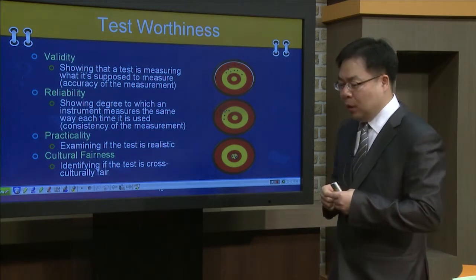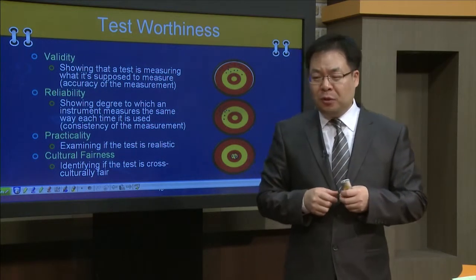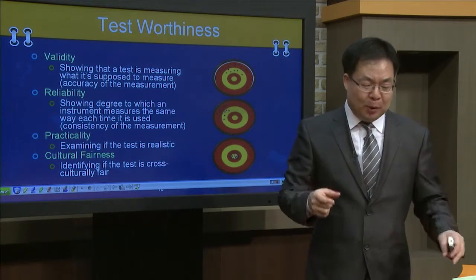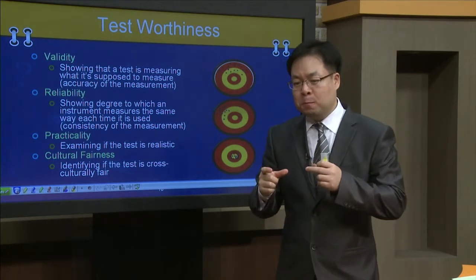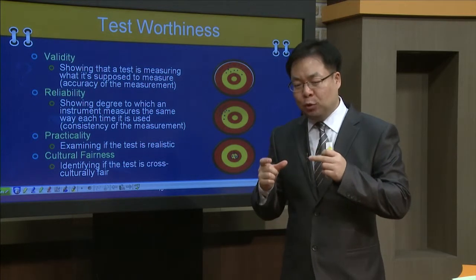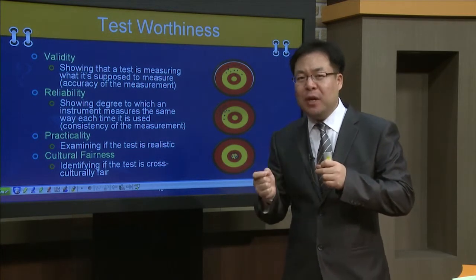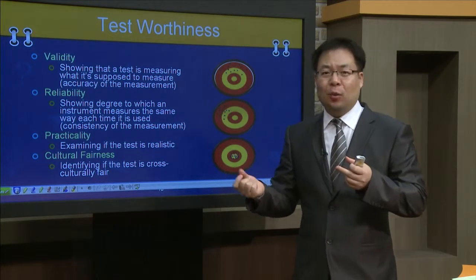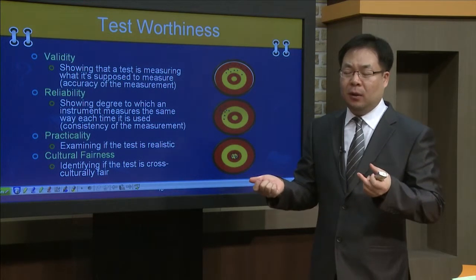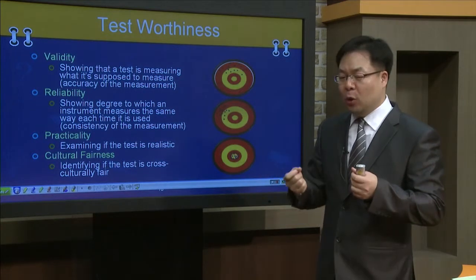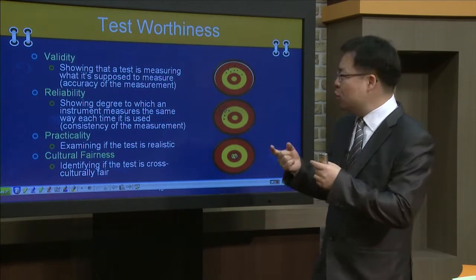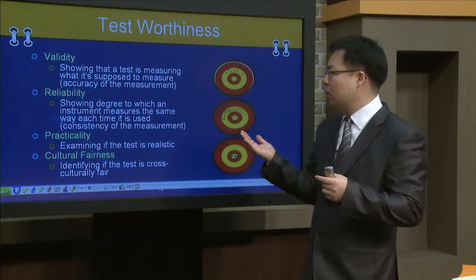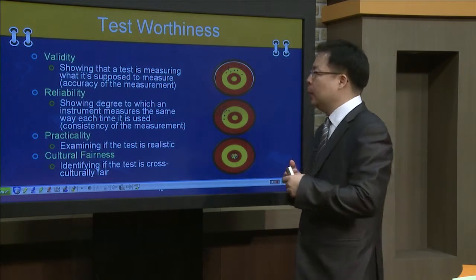For example, if we want to measure a student's intelligence, then that particular test has to be designed to measure students' intelligence, not confidence or anxiety, right? So validity shows that it is measuring what it's supposed to measure. So it is about the accuracy of the measurement, okay?